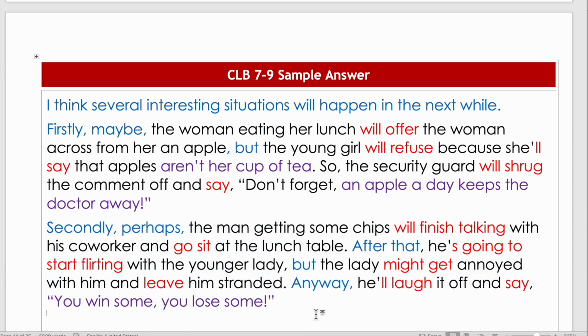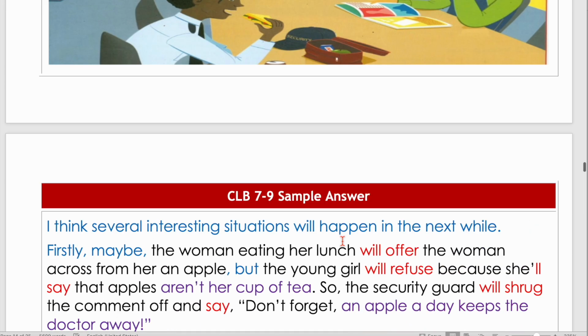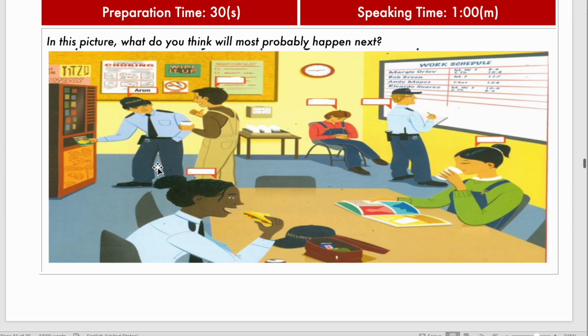Secondly, perhaps, maybe, the man getting some chips will finish talking with his coworker and go sit at the lunch table. Okay, that's the first part. He'll finish talking to the coworker and go sit at the table. After that, he's going to start flirting with the younger lady. Oh, he's going to start flirting with her. Finish, then he'll go sit here and he'll start flirting.